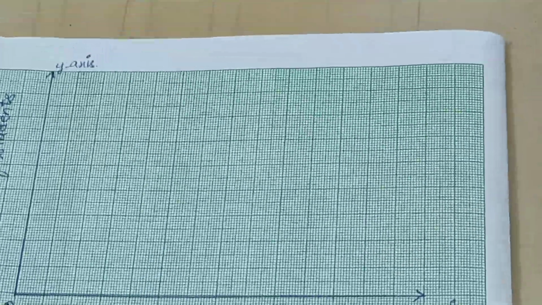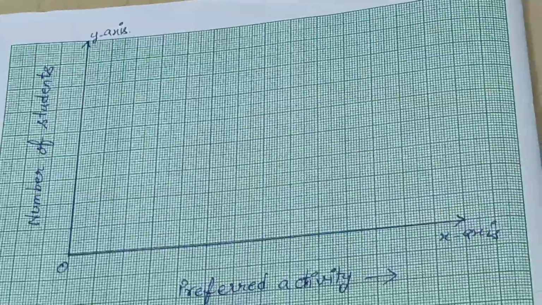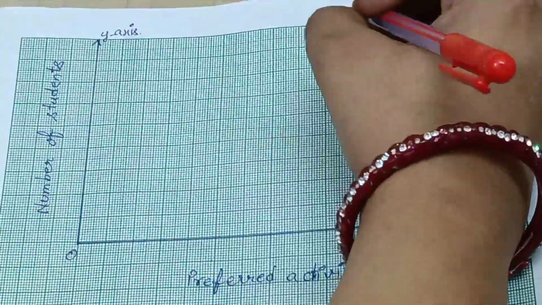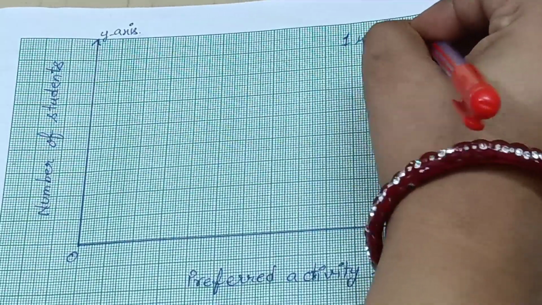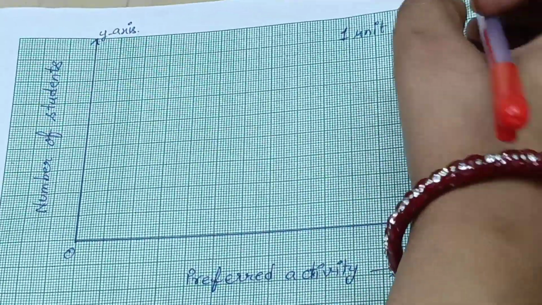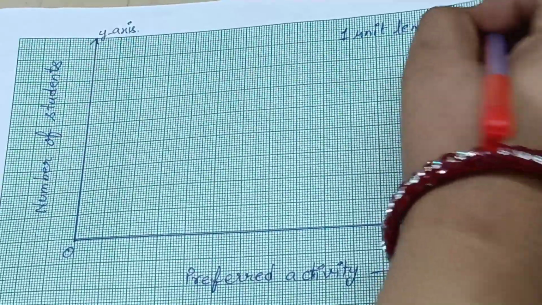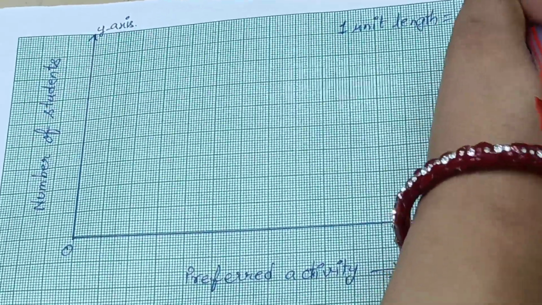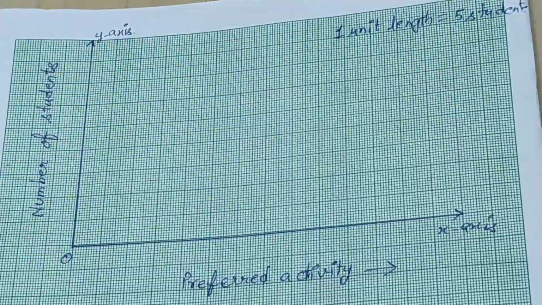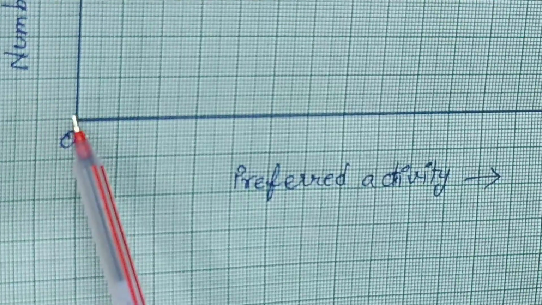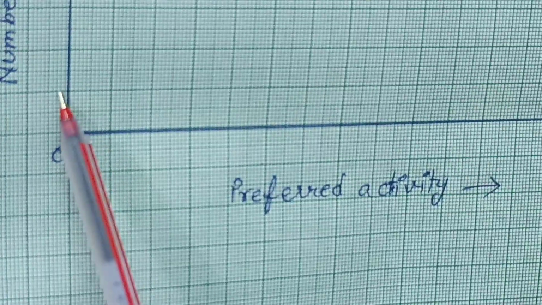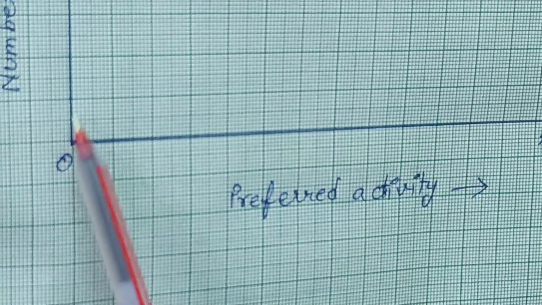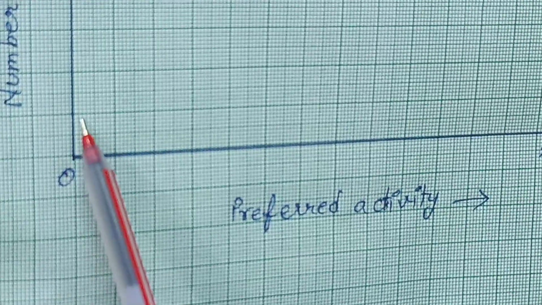After that we will look for the scale. And the scale is already given in the question. Scale is 1 unit length equal to 5 students. So what we will do? Where is 1 unit length? After 0, you can see this is the dark line, dark green line. Here you will write 5. So between 0 and 5, this is your 1 unit length.